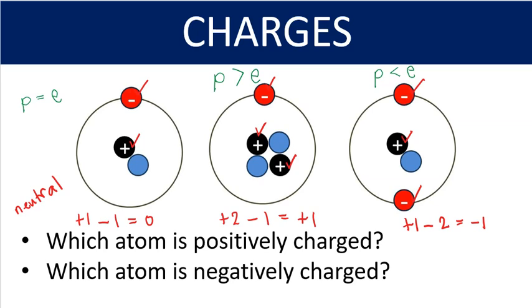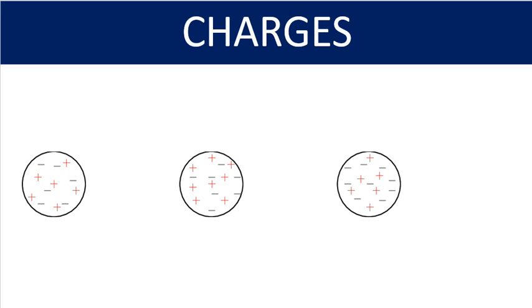Let's have a look at the next slide. Here, we're going to count the number of positive charges and negative charges in my atom. Let's start with the atom on the left. The number of protons, positive charges, is 1, 2, 3, 4, 5, 6.